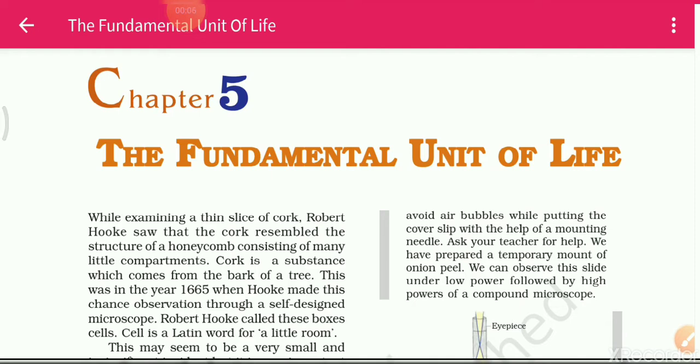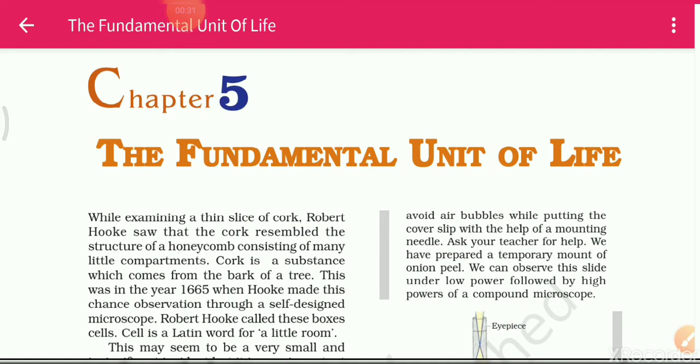Today let's start our new chapter, chapter 5, and its name is the Fundamental Unit of Life. Okay students, the fundamental unit of life belongs to your biology, and this is our new chapter of class 9 science NCERT.